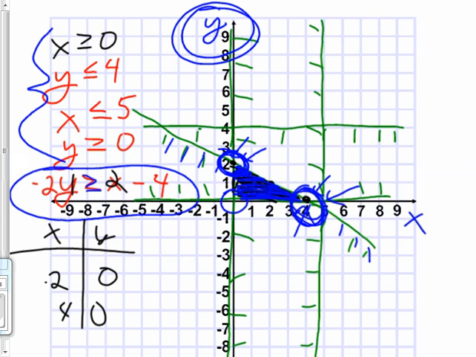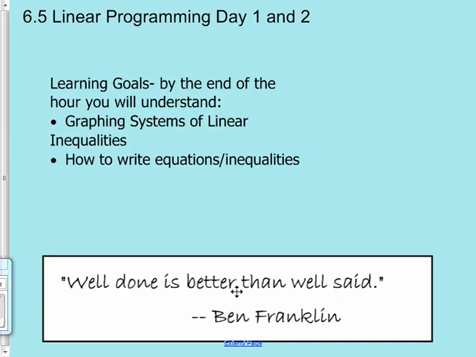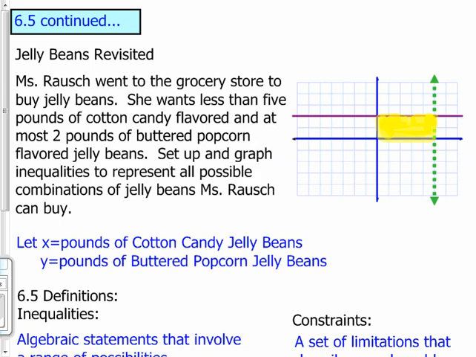All right, so I want to turn to the notes that we had yesterday just for a minute. They looked like this, and I'd like you to get there if you haven't already. I told you before, so hopefully most of you are there. And here is a typical question. Mrs. Roush went to the grocery store to buy jelly beans. She wants less than 5 pounds of cotton candy flavored.